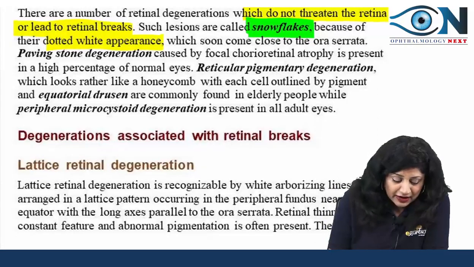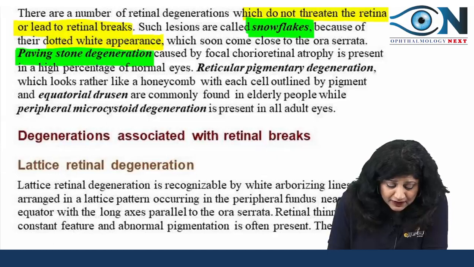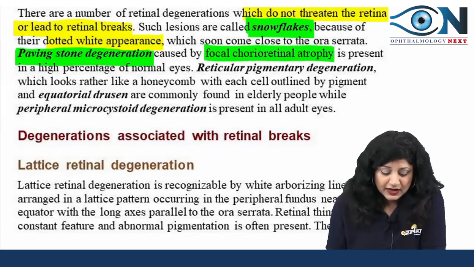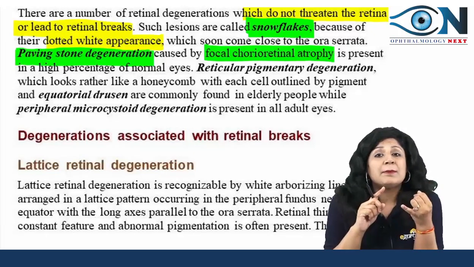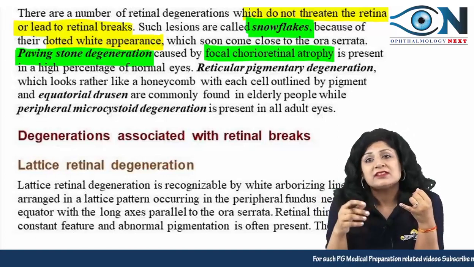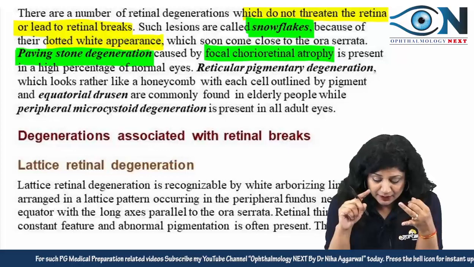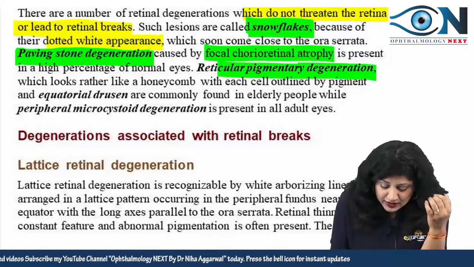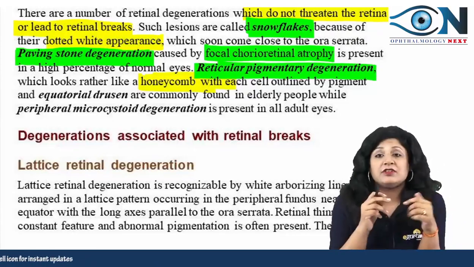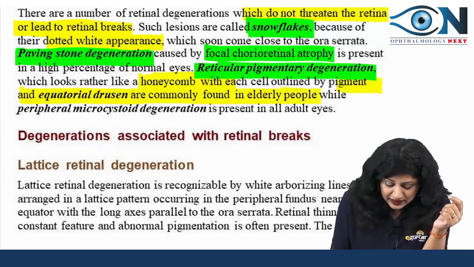Then we can also have the paving stone degeneration. This paving stone degeneration is actually caused by focal chorioretinal atrophy, and then we can also have the pigmentary degeneration. Whenever we are talking about degeneration, there are certain things that you should keep in your mind. We can have paving stone degeneration, we can have a pigmentary degeneration. This pigmentary degeneration actually looks like a honeycomb, right? Which is outlined by the pigment, and equatorial drusen are commonly found in elderly people.